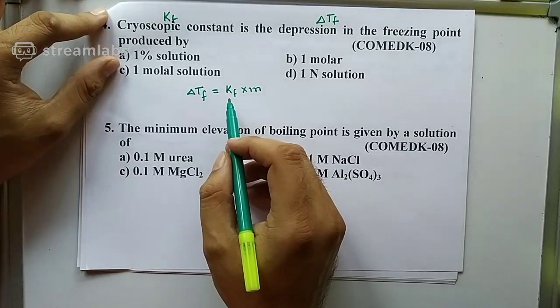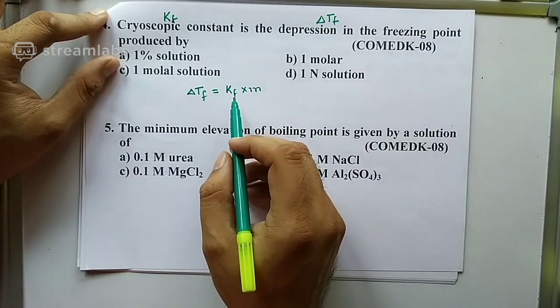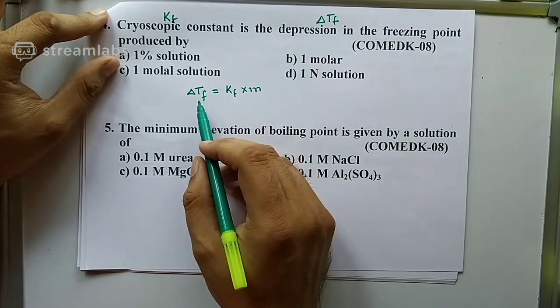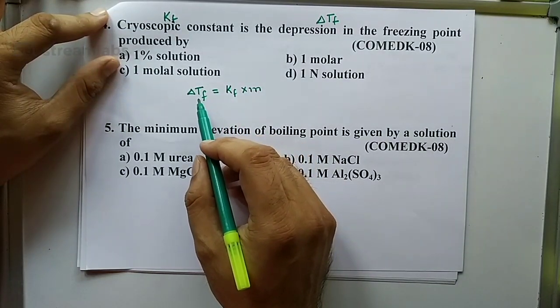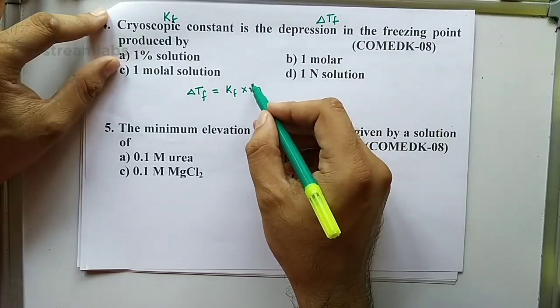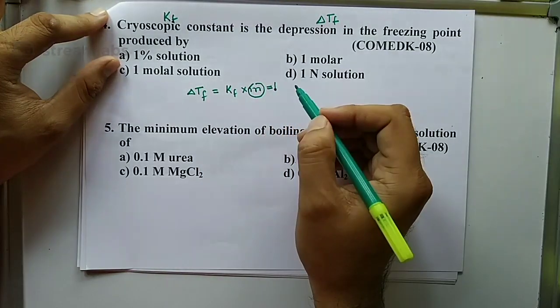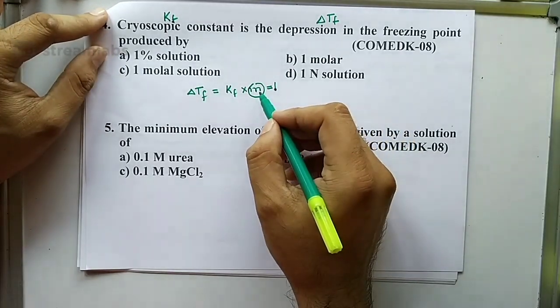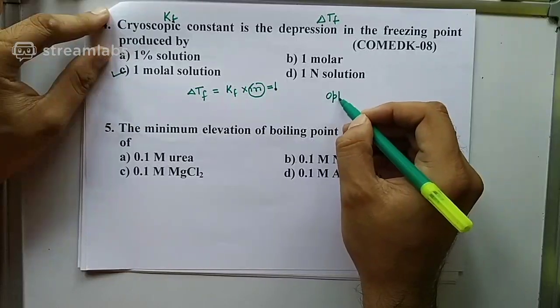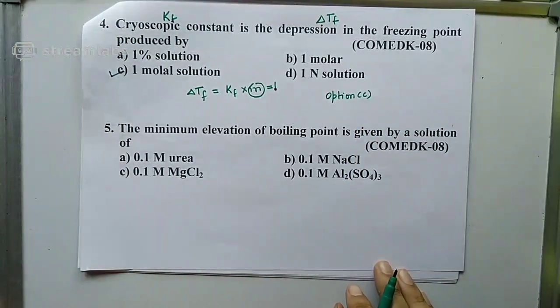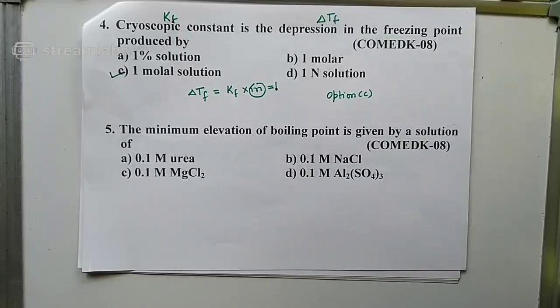We have defined it. Cryoscopic constant or molal depression of freezing point constant is the depression in the freezing point when the molality of the solution is equal to 1. So therefore the answer should be 1 molal, option C. Is it clear, students? Okay, now question number 5. Read that question number 5.